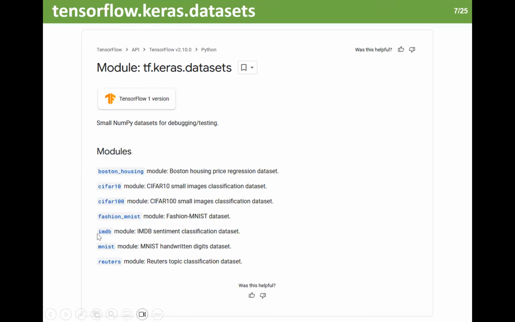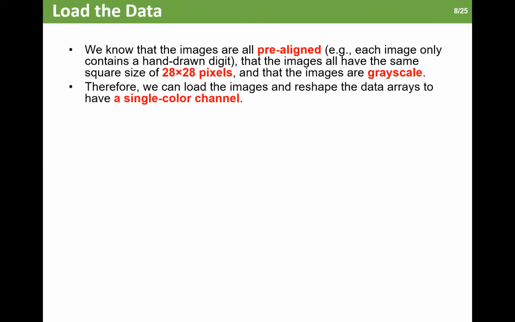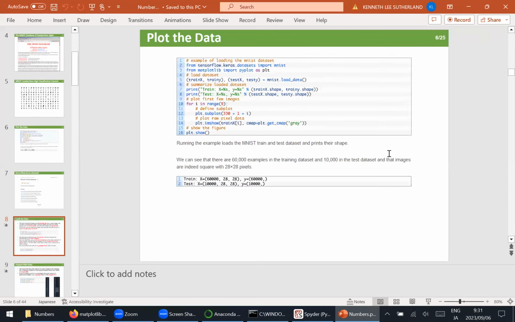Then these, IMDb and Reuters, are used for training text. So later we'll see an example of how to use those. Okay, so those are data sets. So we did this. We loaded 28 by 28 pixels, and it's a single color channel, right? Okay, so this is the next step here.